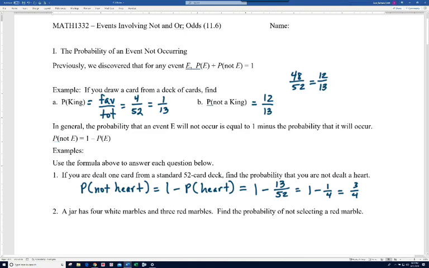A jar has 4 white marbles and 3 red marbles. Find the probability of not selecting a red marble. So the probability of not choosing a red marble is equal to 1 minus the probability that you do choose a red marble. Now there's a total of 7 marbles, 4 white and 3 red. So there's 3 reds out of a total of 7, and so here you would get 4/7. All right, let's move on to the next page.